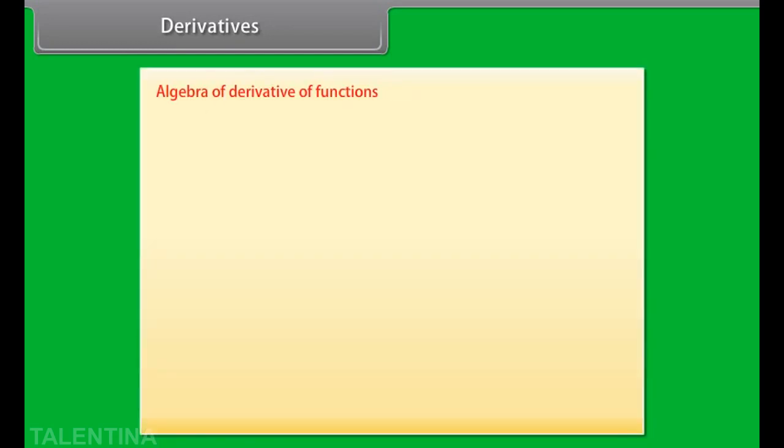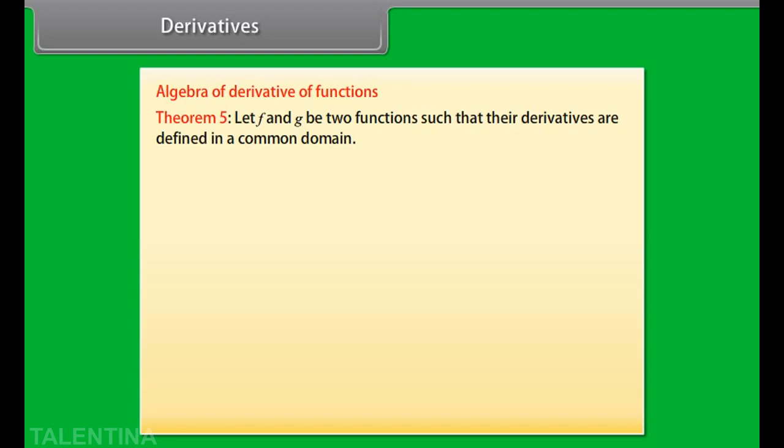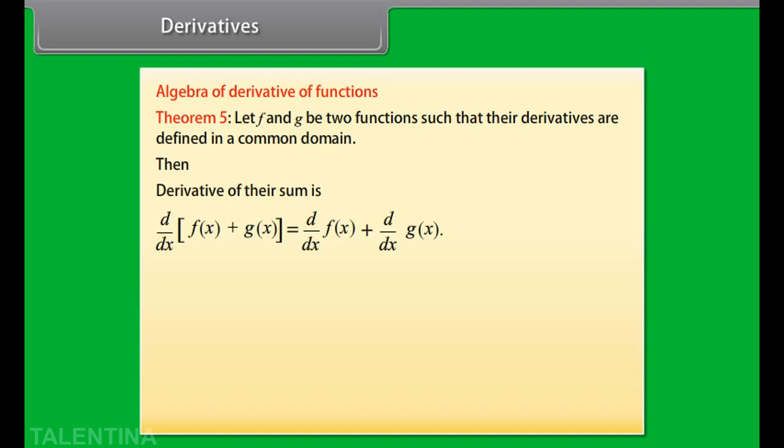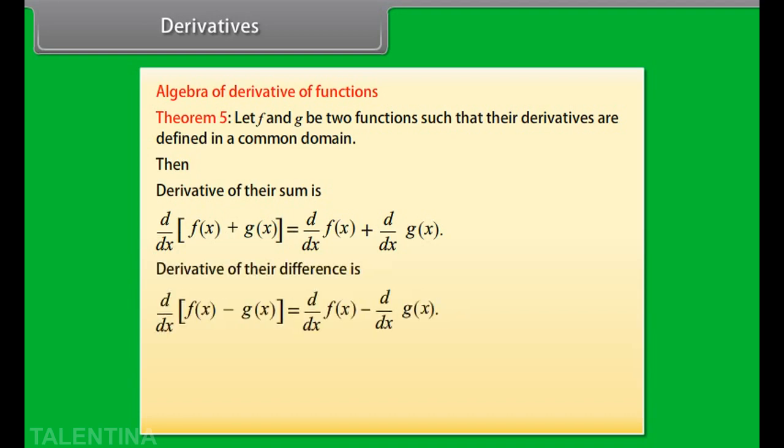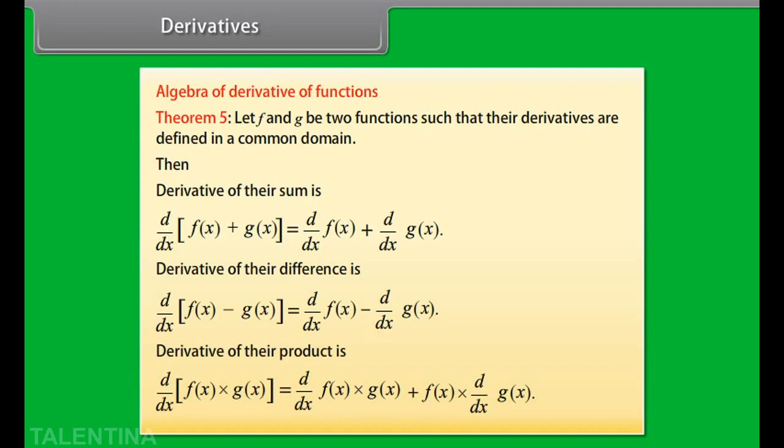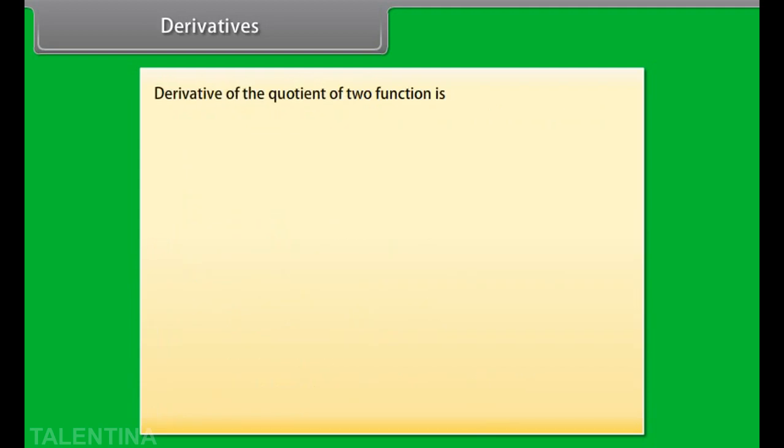Derivatives. Algebra of derivative of functions. Theorem 5. Let f and g be two functions such that their derivatives are defined in a common domain. Then derivative of their sum is. Derivative of their difference is. Derivative of their product is. Derivative of the quotient of two functions is.